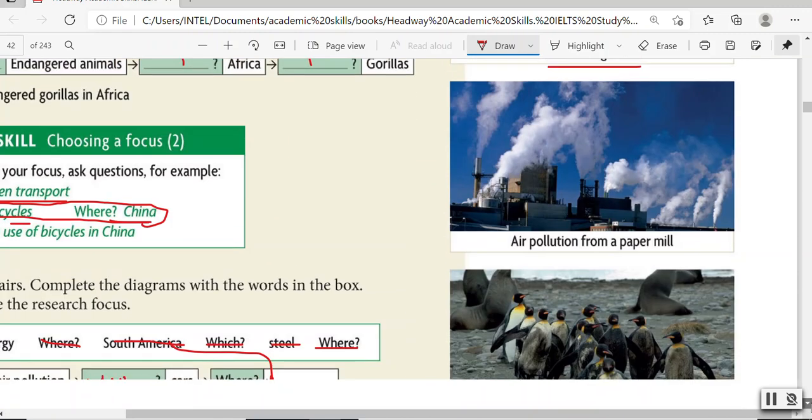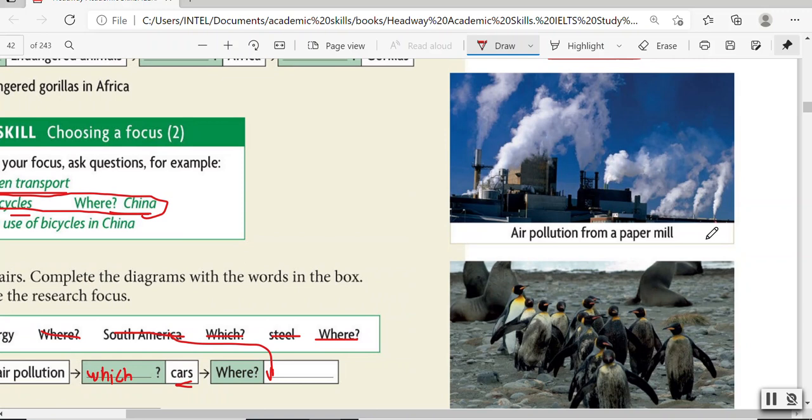And also this picture about air pollution from paper mill, from paper industries.